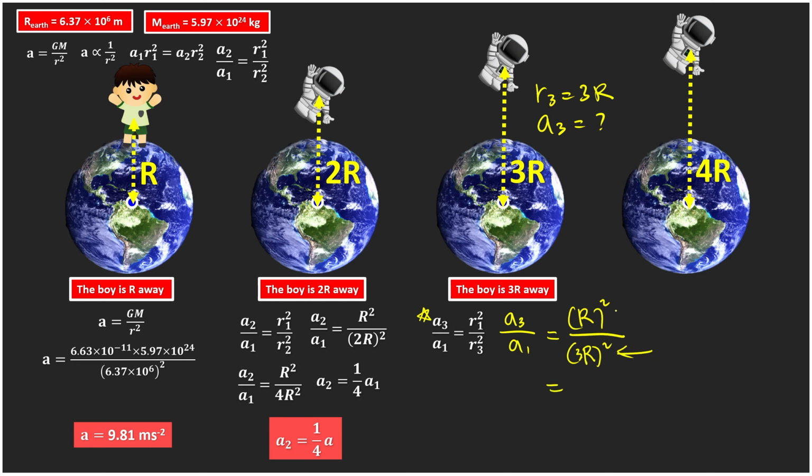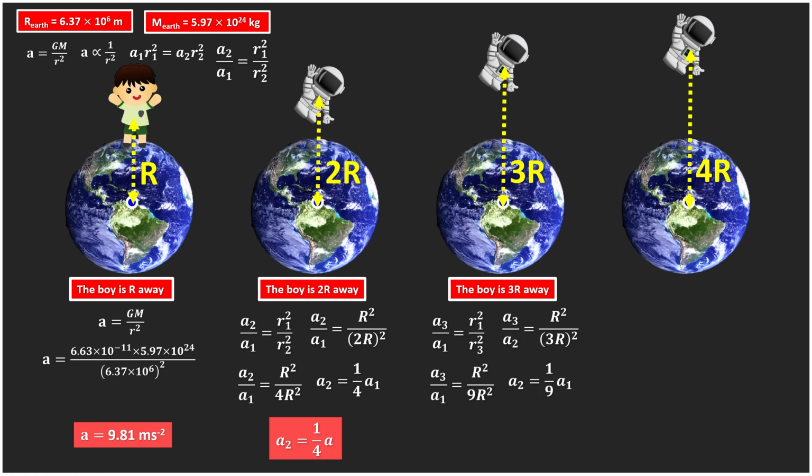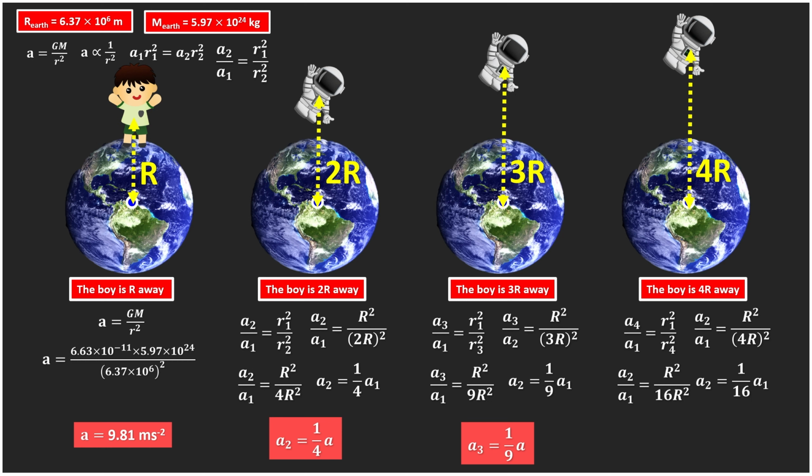Again, when we expand this one, this is supposed to be 9r squared. Please square both the number and the alphabet. So r squared cancels off, we have 1 over 9 A1. So it means when we are at 3r away, we only experience 1 over 9 of the initial acceleration. As you can guess, when we are at 4r away from the center of the Earth, we will experience only 1 over 16 of the gravitational acceleration.